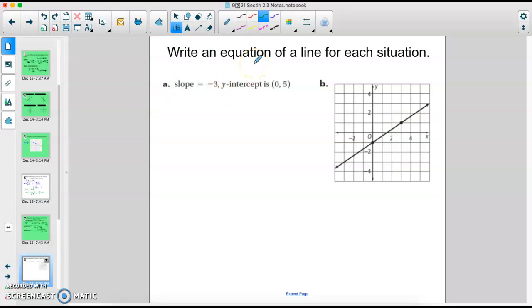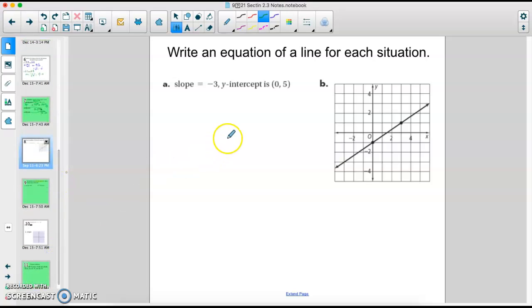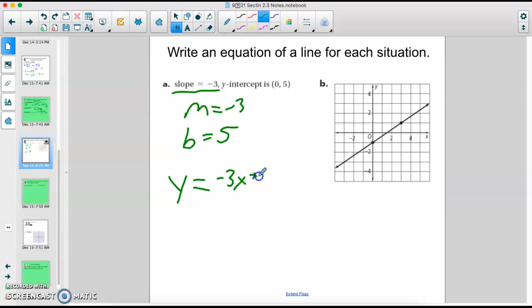All right, so we're going to write an equation for a line in each situation. And we know our slope is -3. Okay, so m is -3. And our y, if you remember in our equation, b stands for the y-intercept. Our y-intercept is 0, 5. Okay, so really it crosses at 5. Okay, so when we go to put it in, y equals mx plus b. We plug in -3 for m, x plus b.